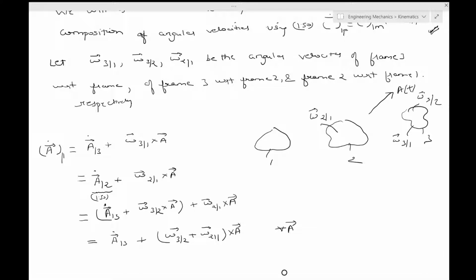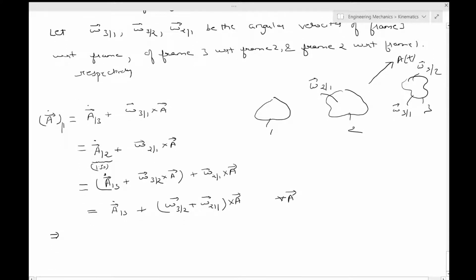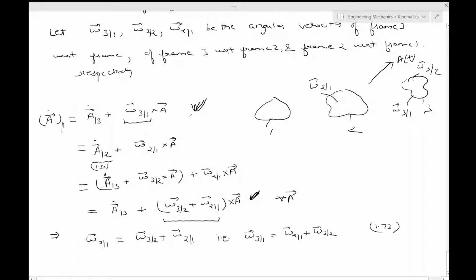Now this implies that omega 3 by 1 is equal to omega 3 by 2 plus omega 2 by 1. How do I know that? You have to compare this equation with this equation. When you do that, you will realize that this particular term is the same as this particular term, and hence we are able to write it. So omega of 3 by 1 is equal to omega of 2 by 1 plus omega of 3 by 2. This is equation 1.73. So this is the so-called simple addition, which one can see over here.